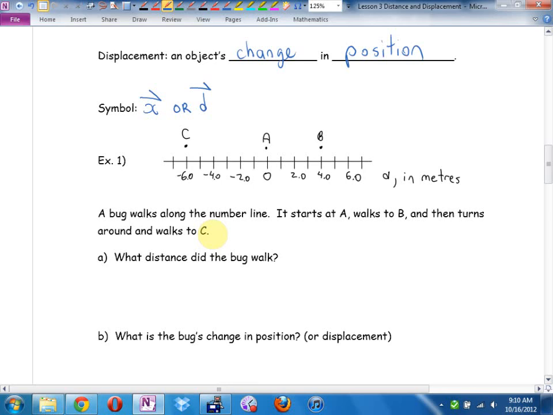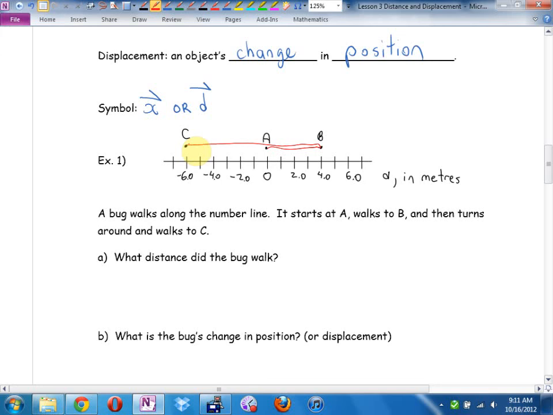Example 1, a bug walks along the number line right there. It starts at location A, walks to B, then turns around and walks all the way to C. What distance did the bug walk? Well, the distance is this path here, how far it walked. How far did it walk grand total?